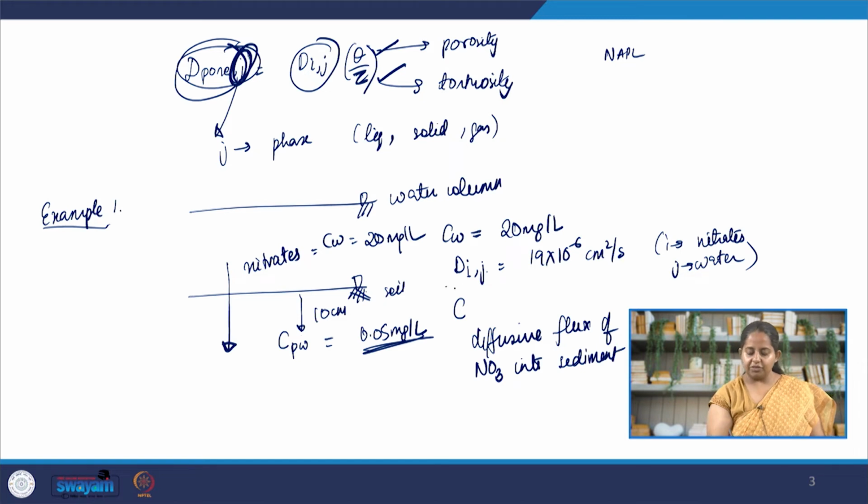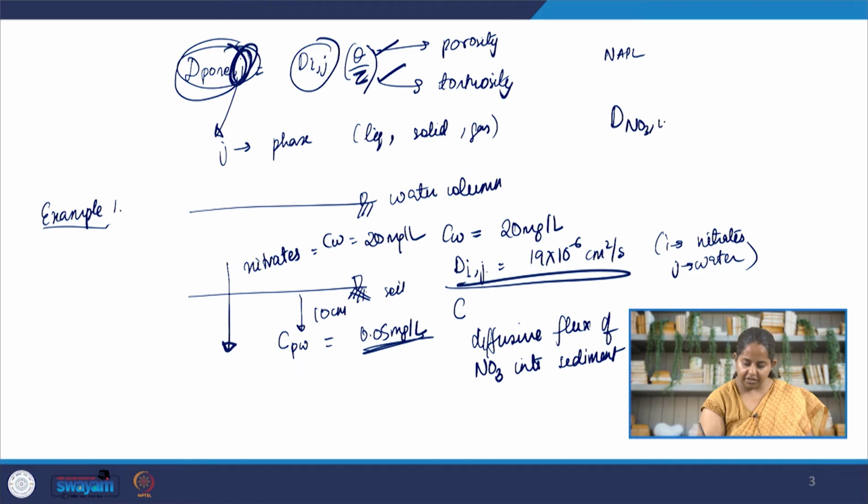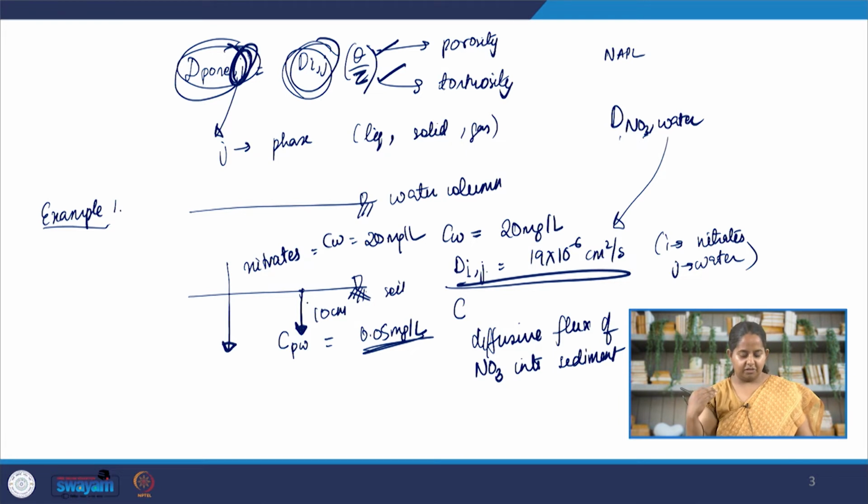Now we know the diffusivity constant for water, right? So we know the diffusivity constant for nitrate in water. This is for the water column, not for water in the pore, because water in the pore will behave differently because of porosity and tortuosity of the soil. So the diffusivity constant of nitrate in water is given here. Clearly, because diffusion is happening into the sediment, we'll have to find the diffusivity of nitrate in pore water. So that will be the first step.